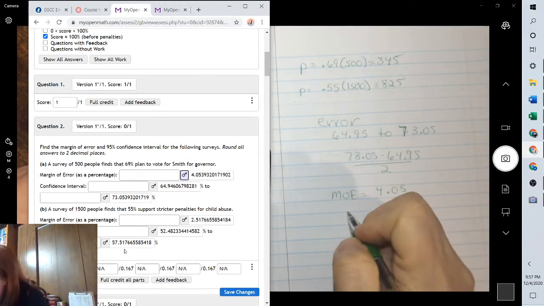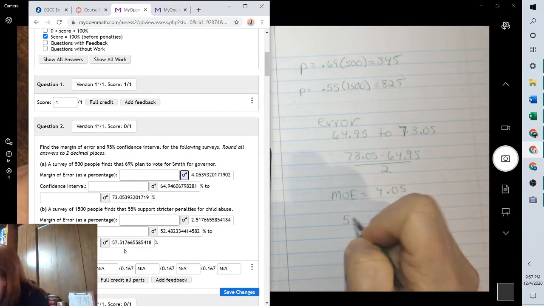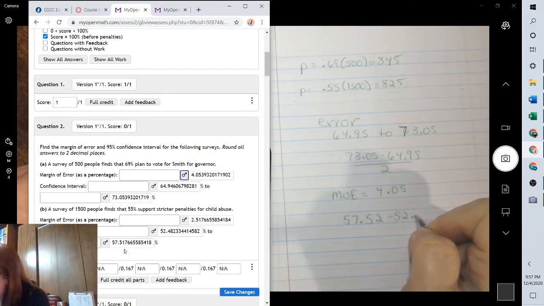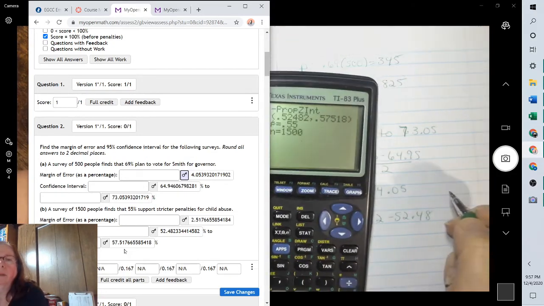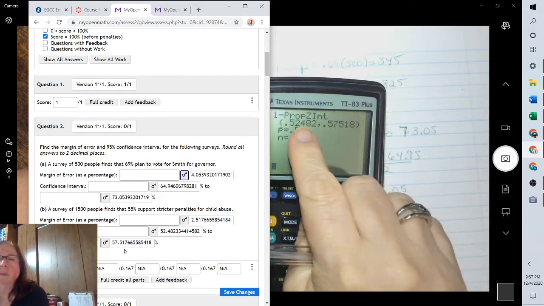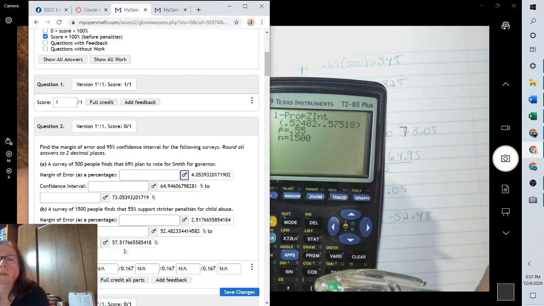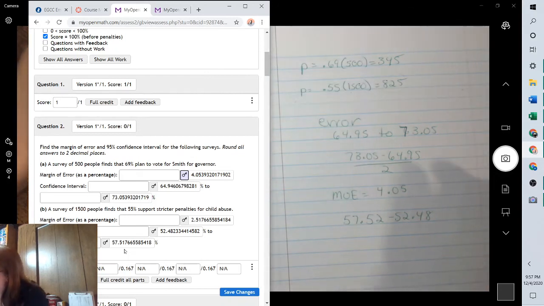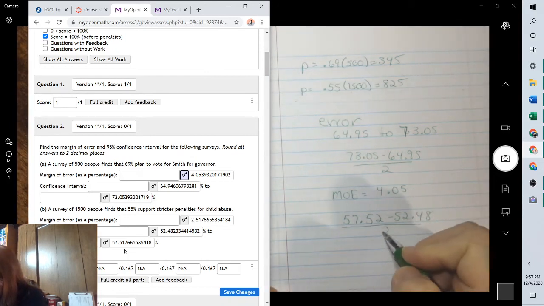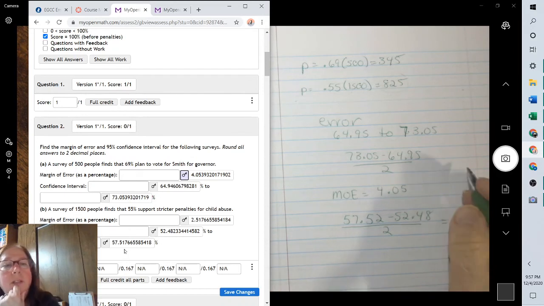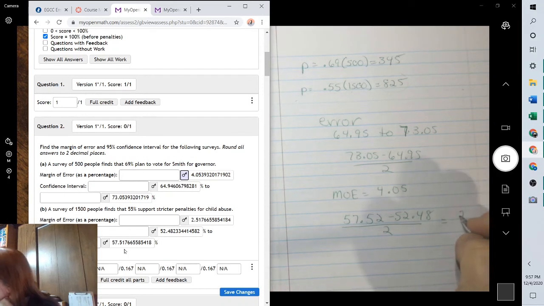To find the error, 57.52 minus 52.48. And remember, we're multiplying by 100 because these were percents. And then divide by 2. And you will get 2.52.